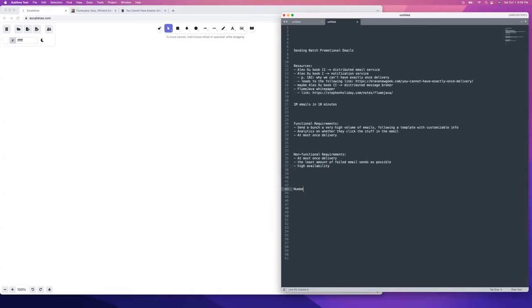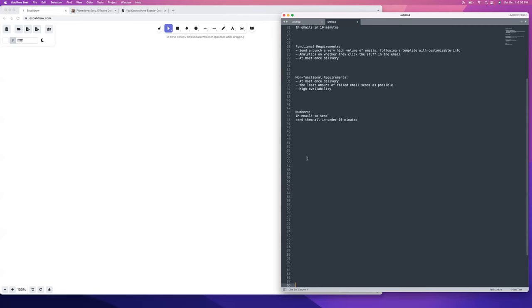Okay, numbers. We have 1 million emails to send, and we need to send them all in under 10 minutes. We're going to want to know the TPS, and I also want to know what the bandwidth is. It's for figuring out what's constraining us. Are we going to be CPU bound, bandwidth bound? What's our bound here? So how many emails per second, and what's the bandwidth?